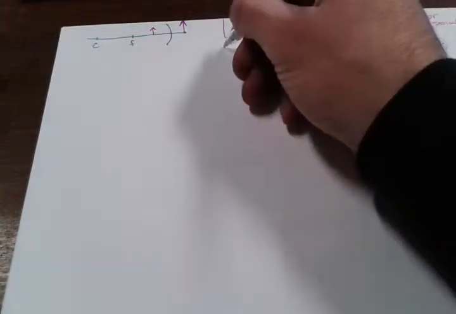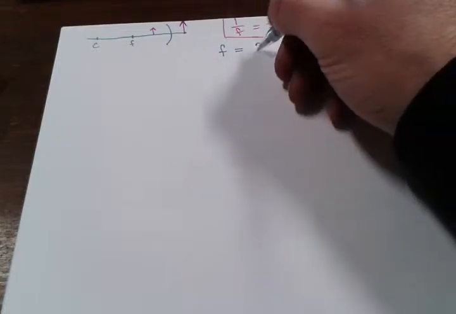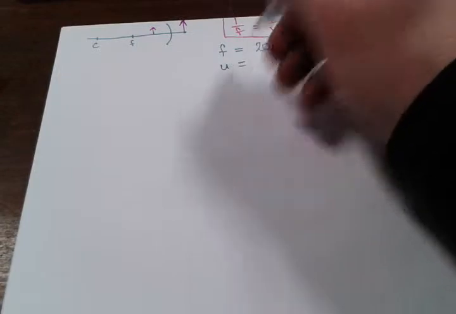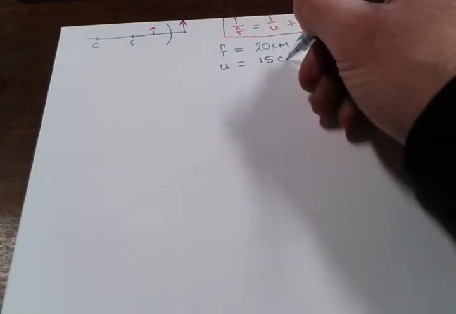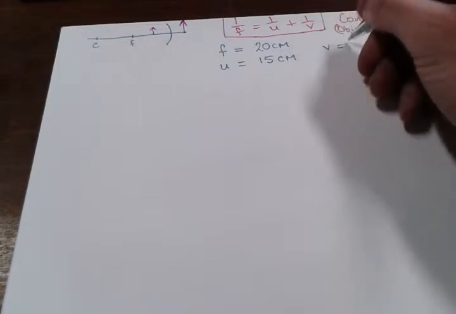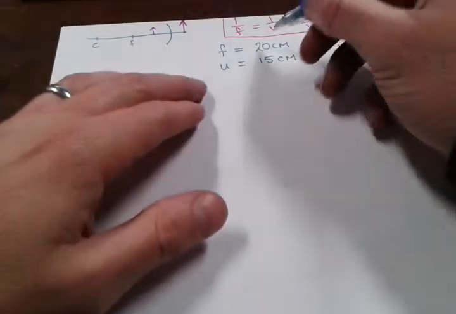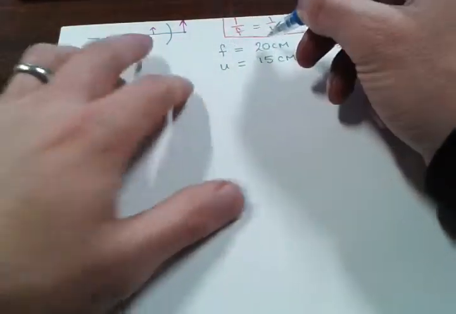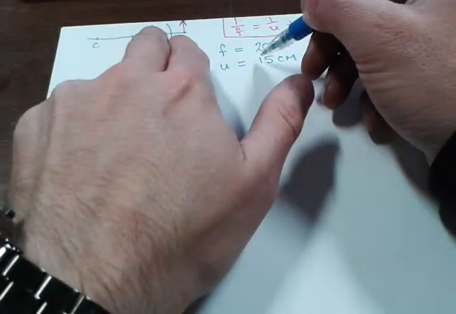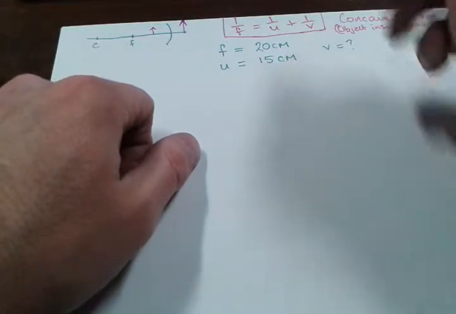We'll take it that our focal length for our mirror here is 20 centimeters, and we'll say that the object is placed 15 centimeters from the mirror. So now we have to find v. Our focal length is 20 centimeters, and our object distance is only 15, so that's inside the focal length. So we're going to expect something slightly different with v in this case.